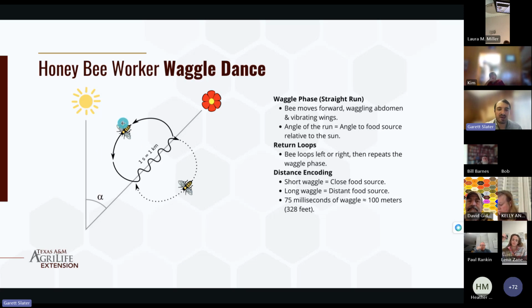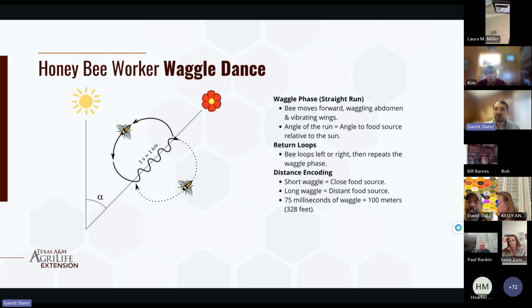Bees can detect the angle of the flower from the sun. So based on the angle of this dance, it tells the bees the direction of the flower. Based on how long this dance is, right here along the straight line, that tells the bees the distance from the colony to the flower. And then in the middle, they do this wiggle dance where they shake their butt. Based on how vigorous that wiggle is, that tells the bees how good that resource is.